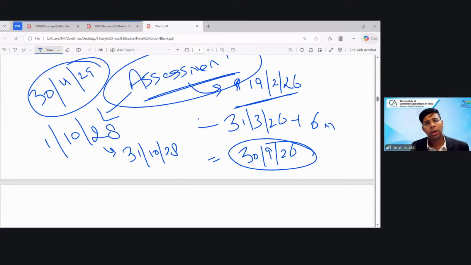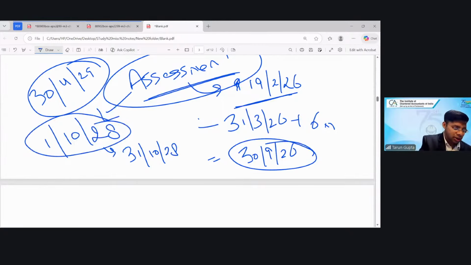And if the CIT(A) order is passed in favor of the assessee, then there will not be any need to pass the penalty order. If it is passed against the assessee, then also you have a time of at least 6 months. See, the CIT(A) order is passed on 1st October 28, and the last date is 30th April 29.